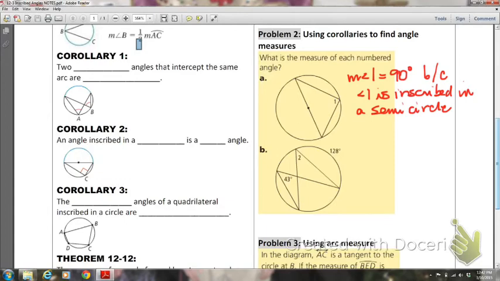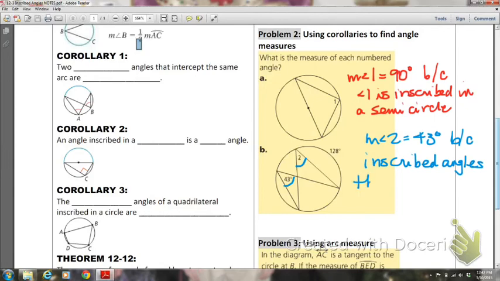In part B, the measure of angle 2 has to equal 43 degrees because of the theorem that says inscribed angles that intercept the same arc are congruent.